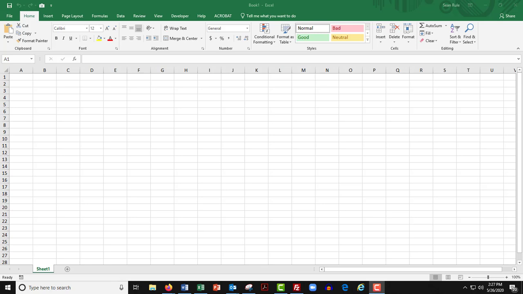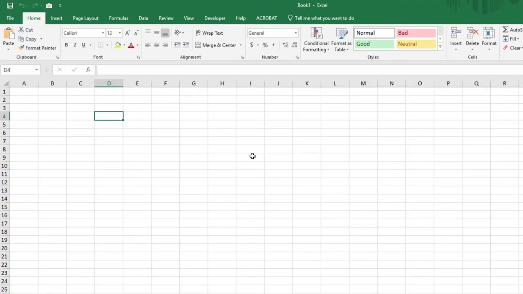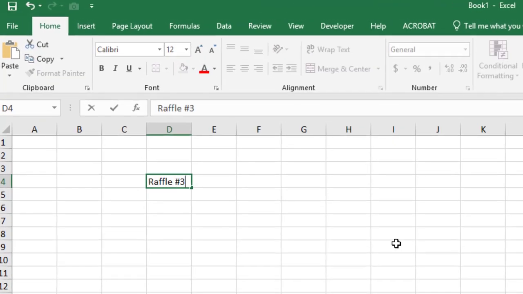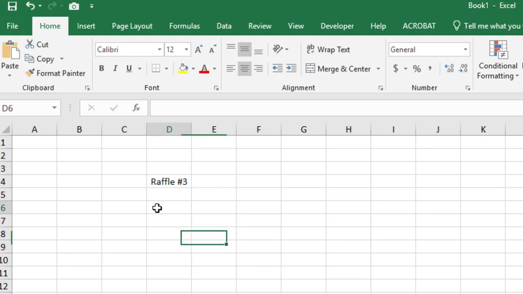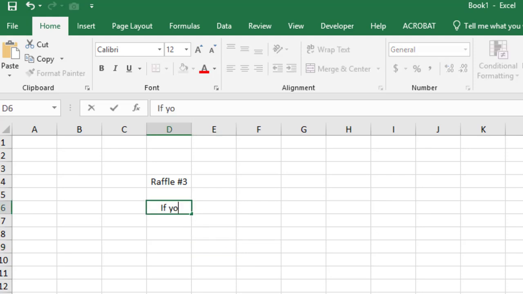Okay, so let's take a look at how to do these average payout per ticket calculations in Excel. We're going to look at raffle number 3. That's just a label, nothing important there at all. And we're going to set it up the same way we did: 2 columns and 2 rows. If you lose and if you win.